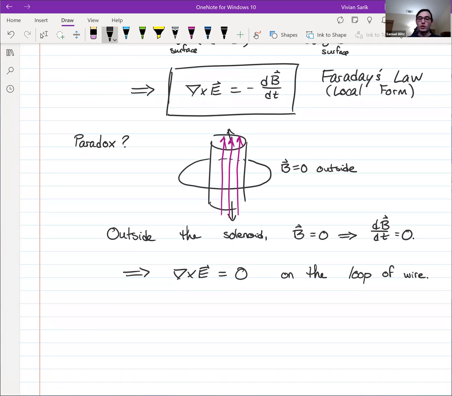So we're just using this local form of Faraday's law and plugging in that the change in magnetic field is 0 everywhere outside the solenoid. And in particular, the change in magnetic field is 0 along the wire, right? So this means that the curl of the electric field is 0 along the wire. But that does not mean that the electric field is 0. It just means that it has no curl.